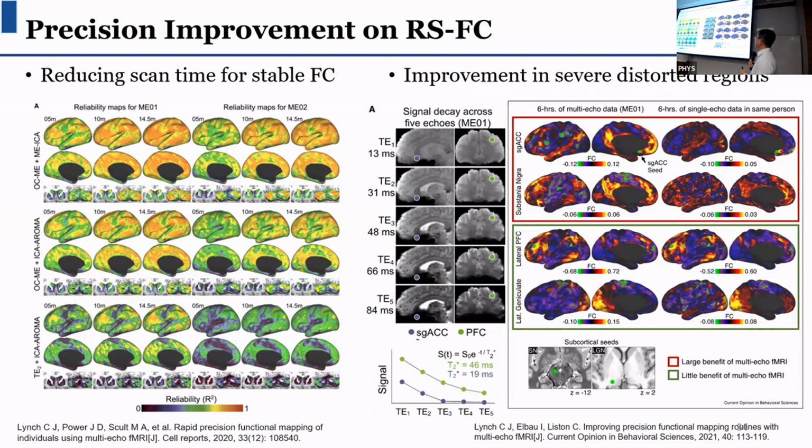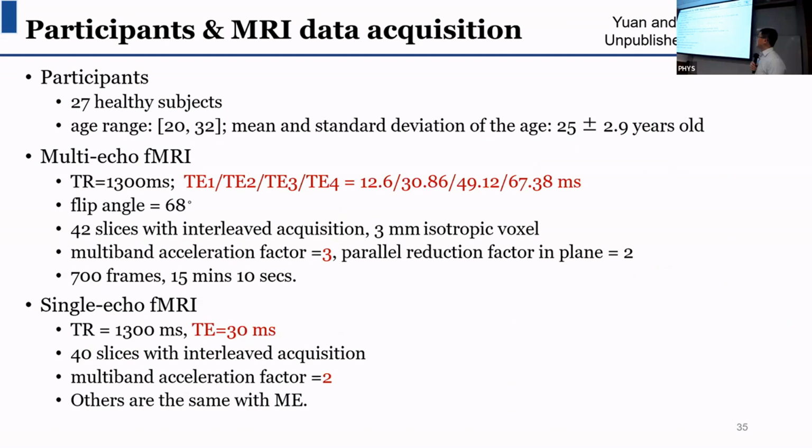The unhappy thing is that even if you use 6 hours with your single echo, which is very long and no one can stand such a long scan, the reliability map will still not be as good as this multi-echo. So the single echo has no chance to catch up with the multi-echo method. Okay, so this is the literature result.